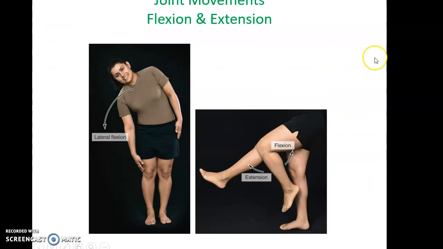Motions that occur at these synovial joints. We have lateral flexion. Lateral flexion is when you bend over to the side. That's a movement of the vertebral column. At a lot of joints, you have flexion.